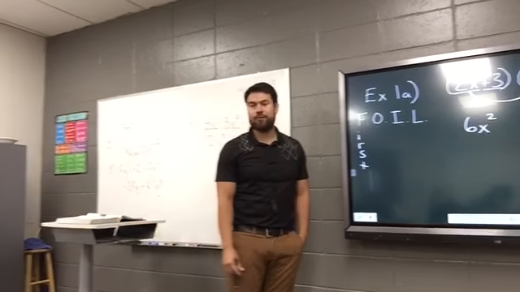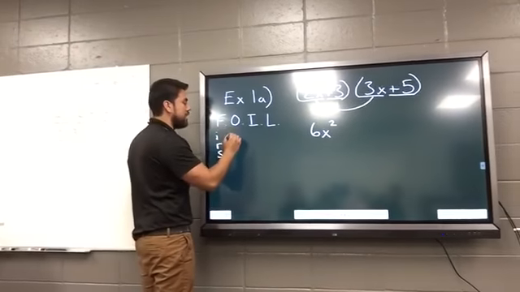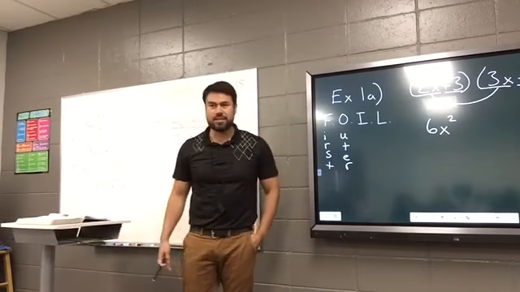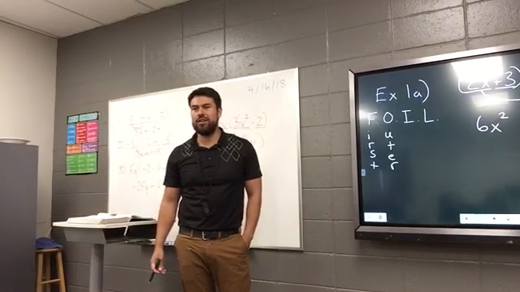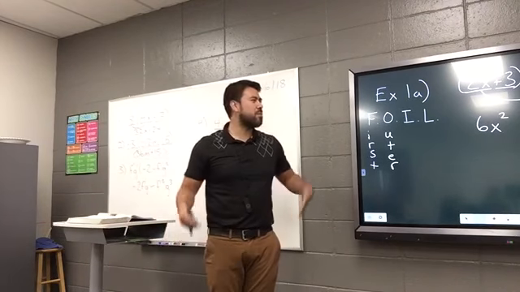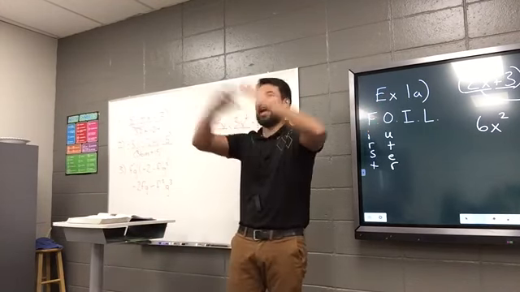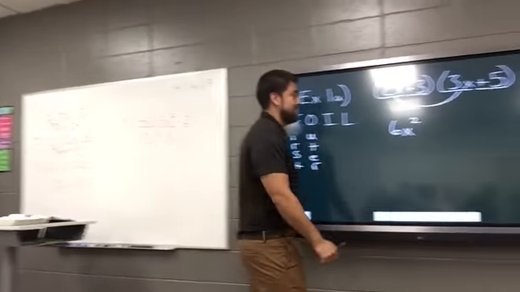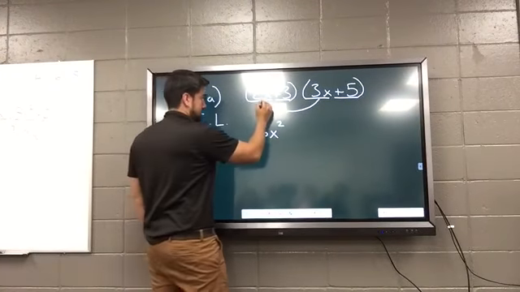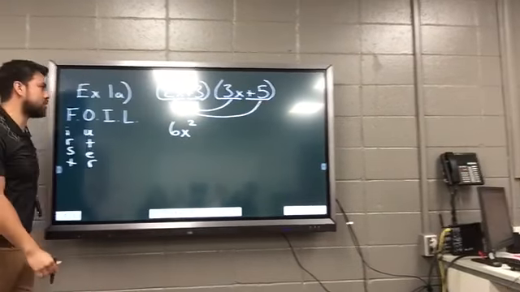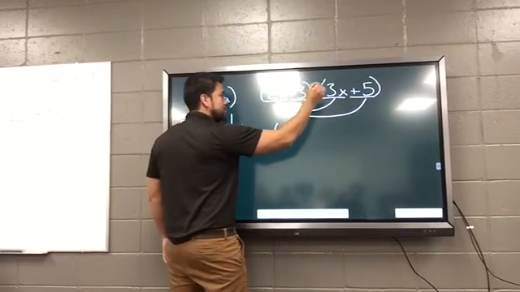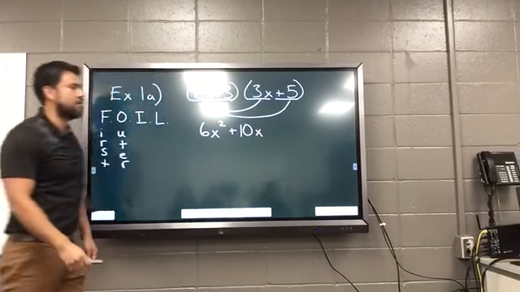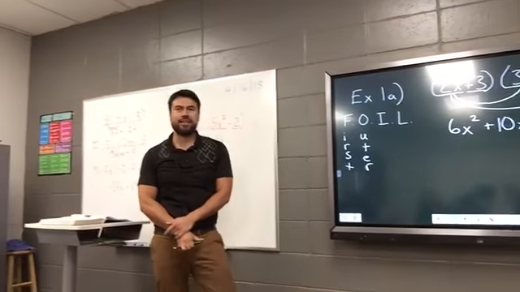6x squared is first. O stands for outer. The outer terms. Does anyone want to guess what the outer terms are? What do I mean by outer terms? John? Is that like the 2x and the positive 5? 2x and the positive 5 is correct. So what's 2x times positive 5? Positive 10x. That's nice.